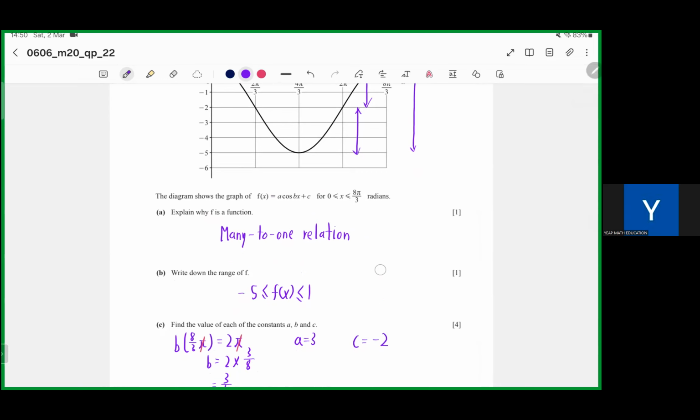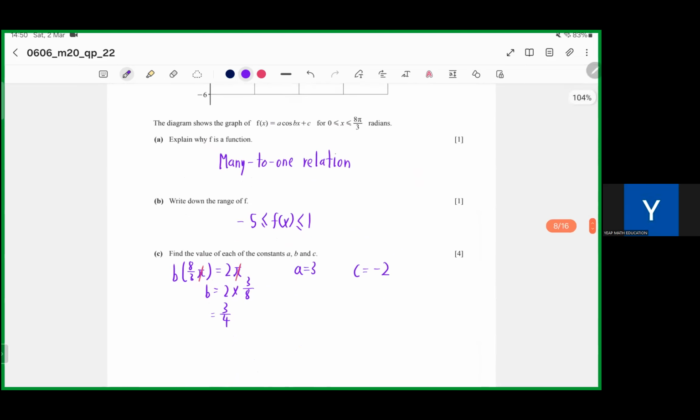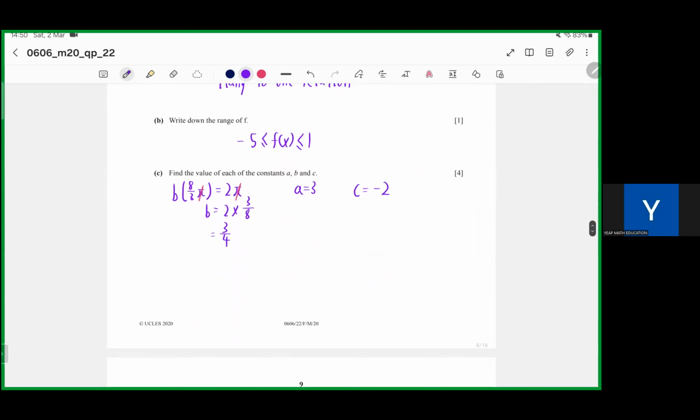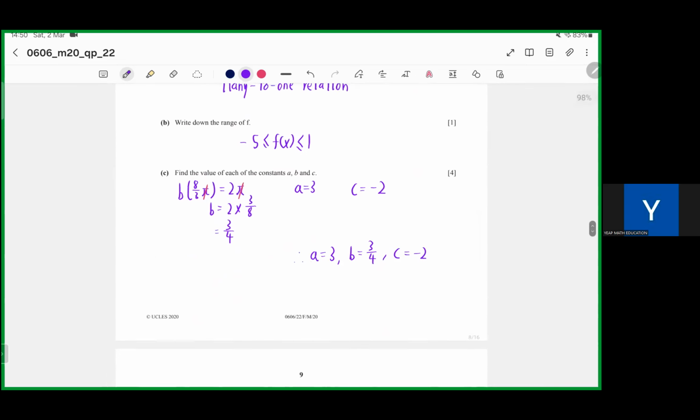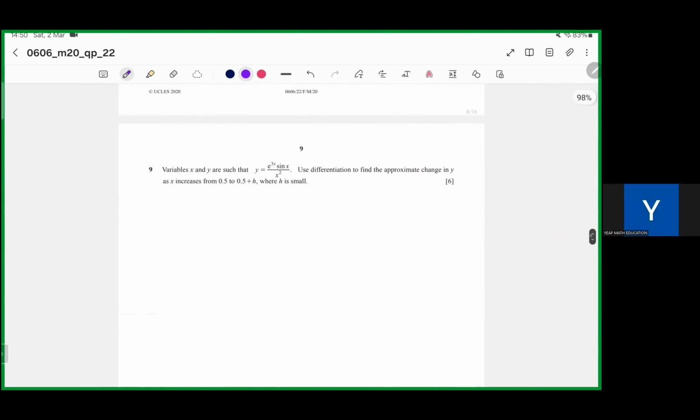Now I write the conclusion answer. So a equals 3, b equals 3 over 4, c equals negative 2. Now I go to question 9.